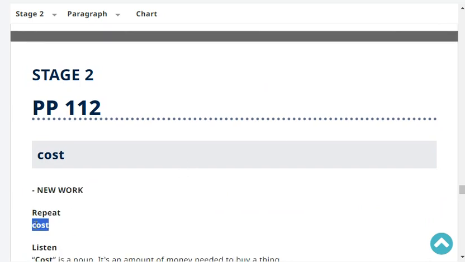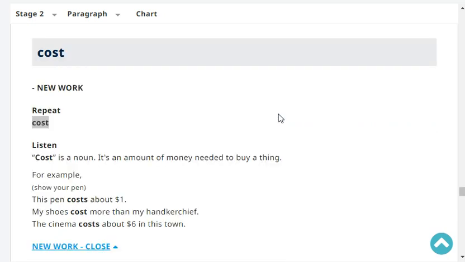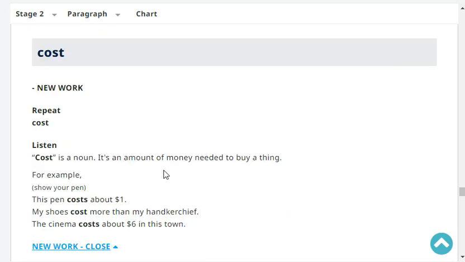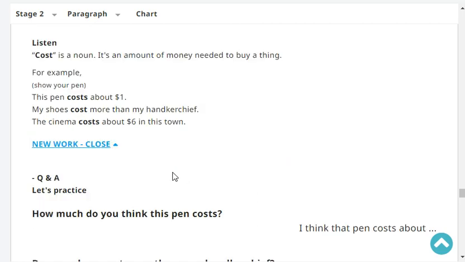Next, repeat: cost. Very good. Okay, listen. Cost is a noun. It is an amount of money needed to buy a thing. For example, this pen costs 50 cents. My shoes cost more than my handkerchief. The cinema costs about 500 pesos in this town.